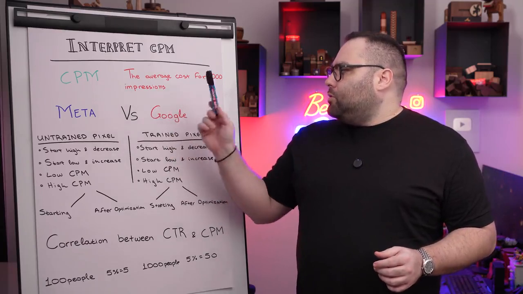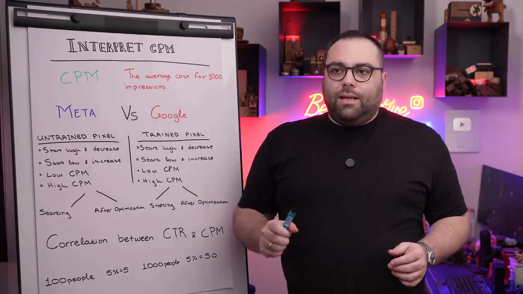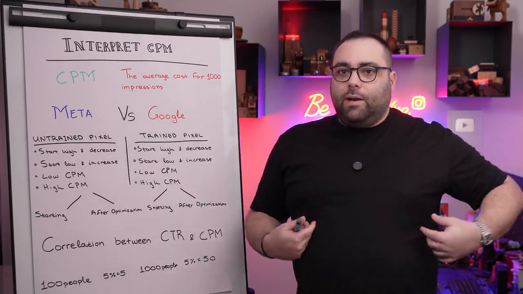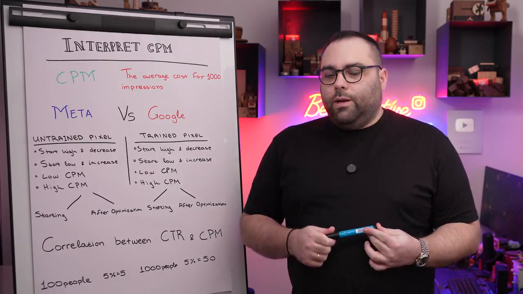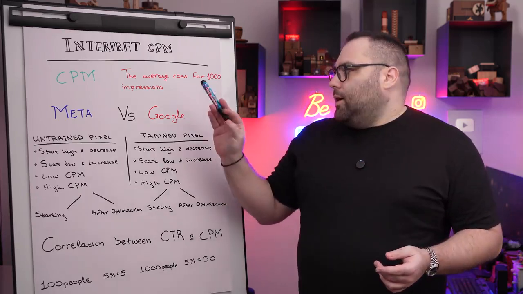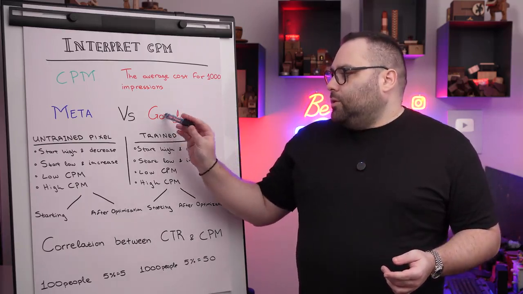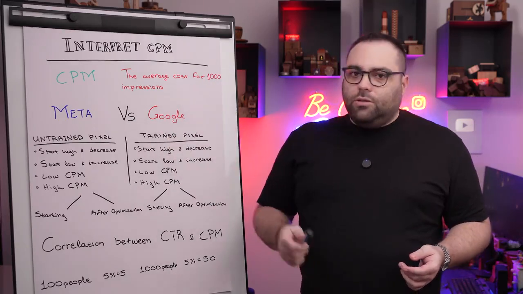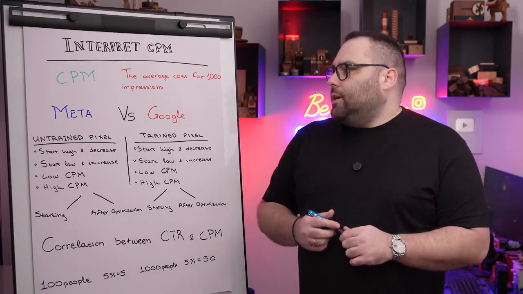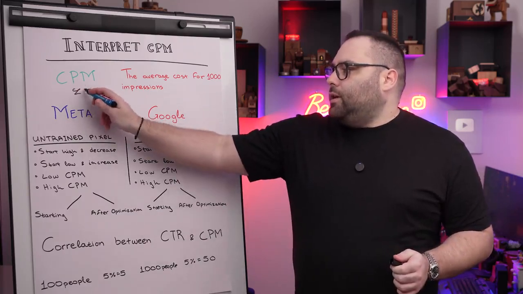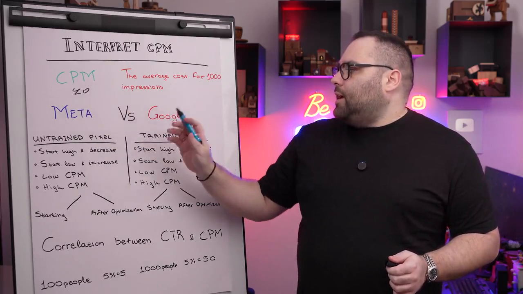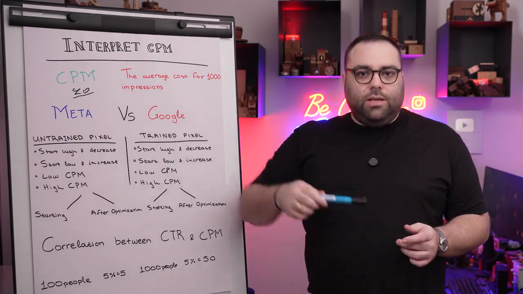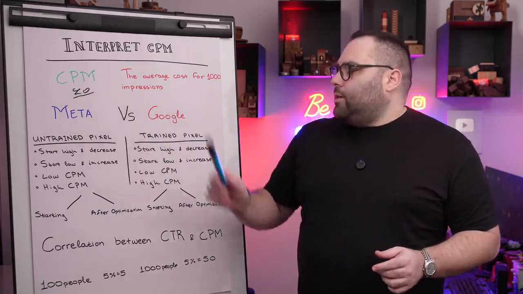CPM is the average cost of 1,000 impressions. In Meta, we do not charge people, not we, because Meta is not mine, apparently. I wish it was, because I would be a billionaire. In Meta, they don't charge with cost per click as they do in Google, but they do charge with impressions. So basically, every 1,000 impressions, you're going to be charged. So if you see 20 CPM over here, that means that you have been charged $20 for 1,000 impressions. It's your cost basically for 1,000 impressions.